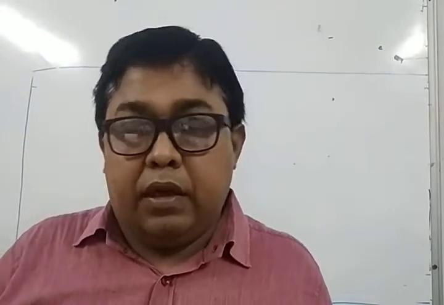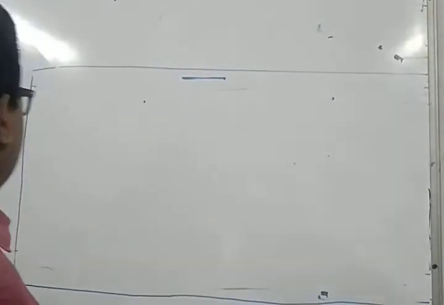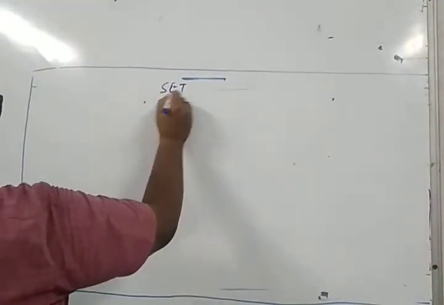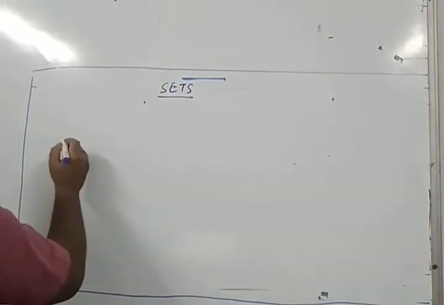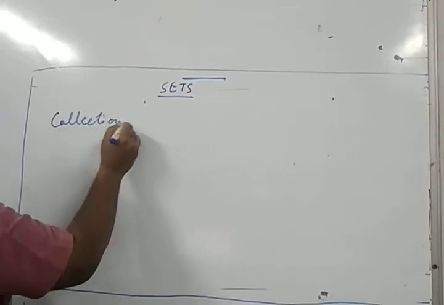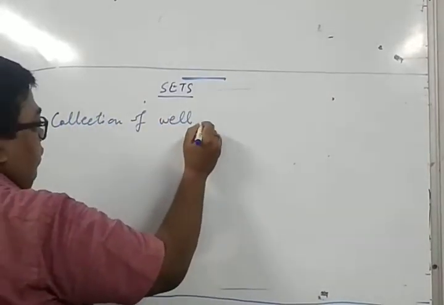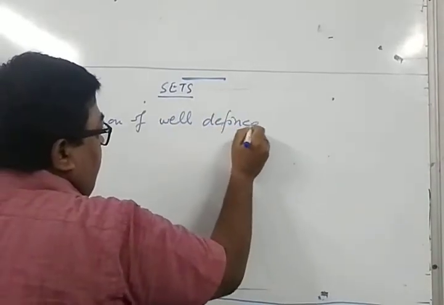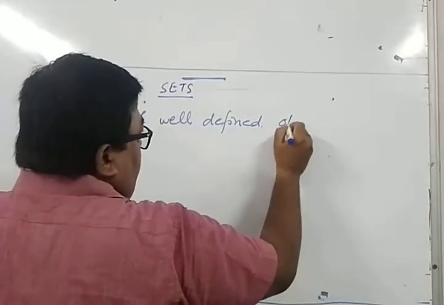What is a set? The first question arises here. What is a set? Set means collection, clubbing, grouping. A collection of particular objects having a unique or common property, which must be well defined also. Simply, the basic definition of a set is a collection of well-defined objects.